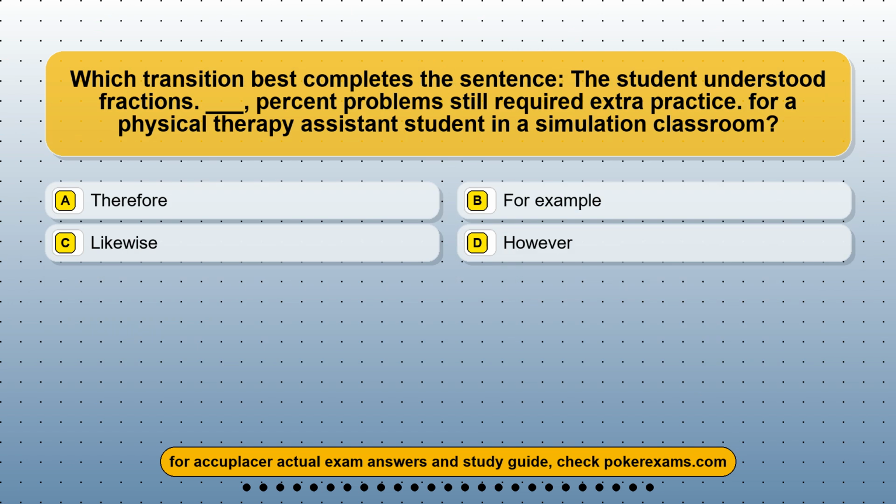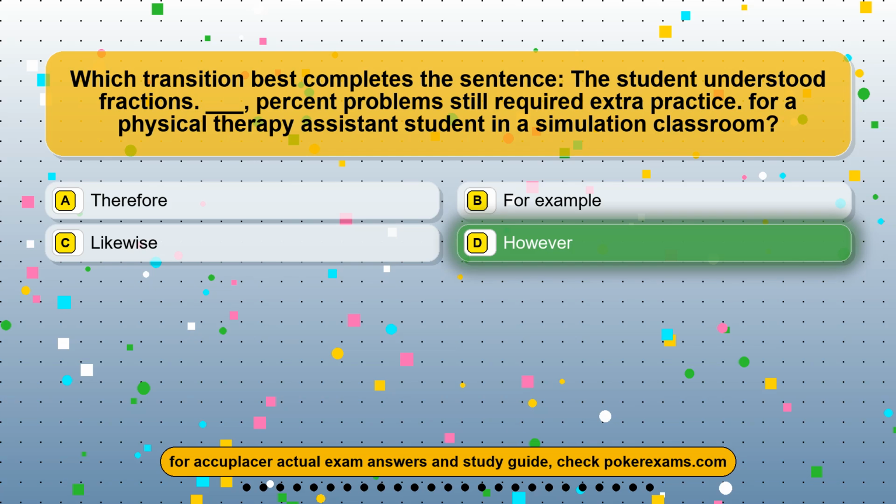Question 8. Which transition best completes the sentence, "The student understood fractions. Blank, percent problems still required extra practice." For a physical therapy assistant student in a simulation classroom? Option A. Therefore. Option B. For example. Option C. Likewise. Option D. However.